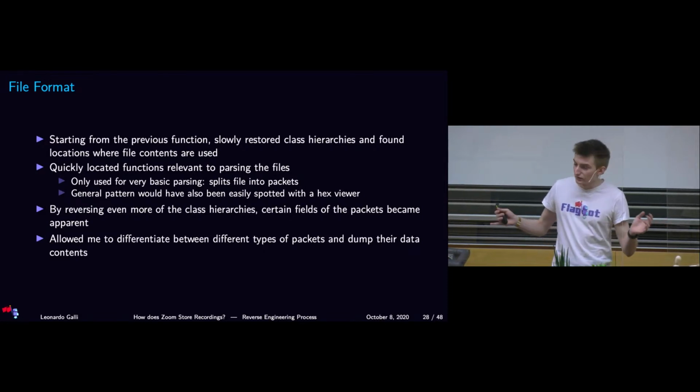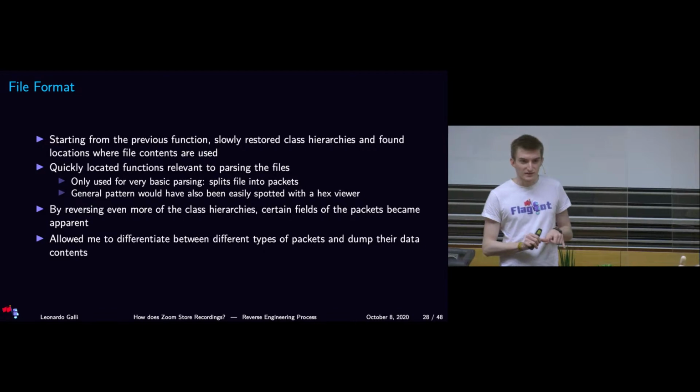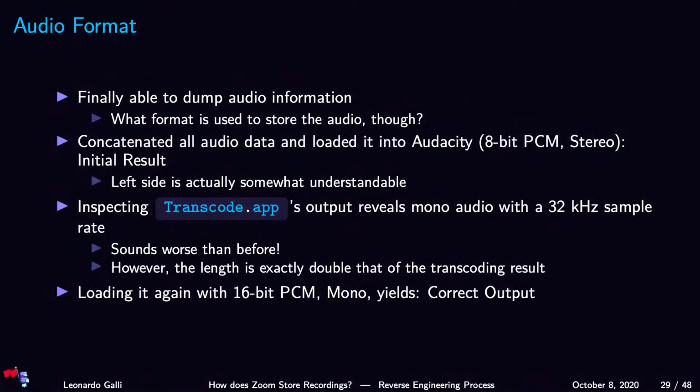And this also allowed me to differentiate between different types of packets, so I was able to actually start with my next goal, which is extracting audio. So I extracted all the audio data, and the question now is, well, what format is it stored in? Is it just your MP4 or whatever? So I concatenated all the audio data, dropped it into Audacity. It said, well, unknown format, please try again. I was like, okay. I tried importing it as raw audio, and then I had to set some parameters, and I set it to 8-bit PCM stereo, and this is the result.